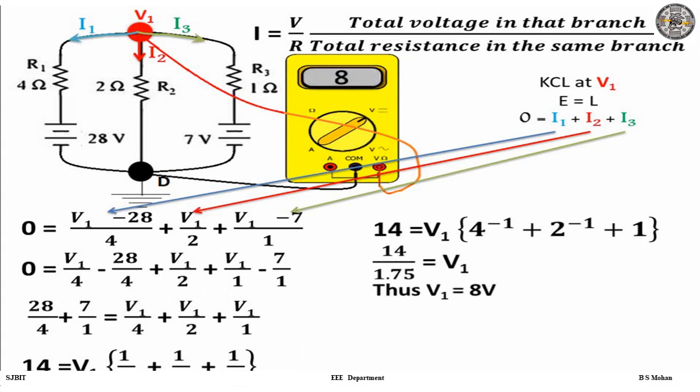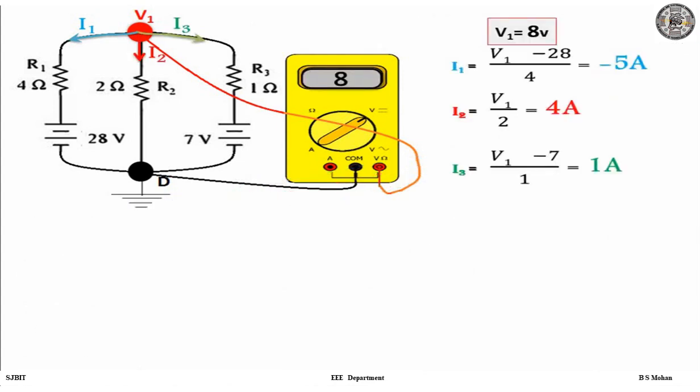So if I keep a multimeter positive probe at the top and negative probe at the bottom, we get the answer as plus 8 volts. Right? So this is how we solve. Now when I substitute the value of V1 for I1, I2, I3, the answers are minus 5, 4 and 1 ampere respectively. So I1, I2 and I3 are all assumed to flow downwards, and you can see there are minus 5, 4 and 1.